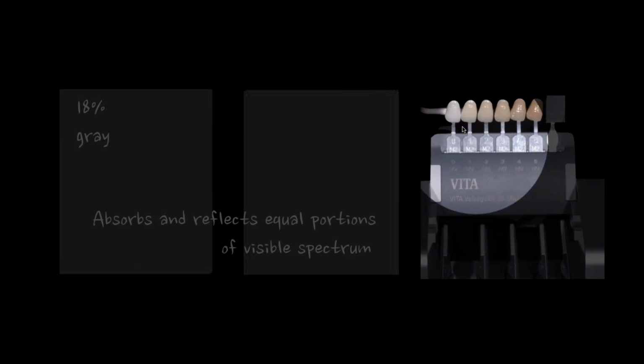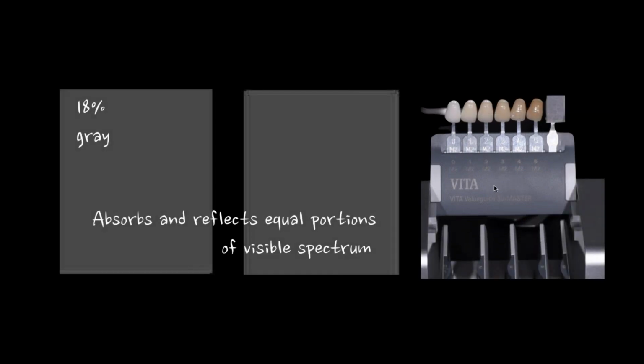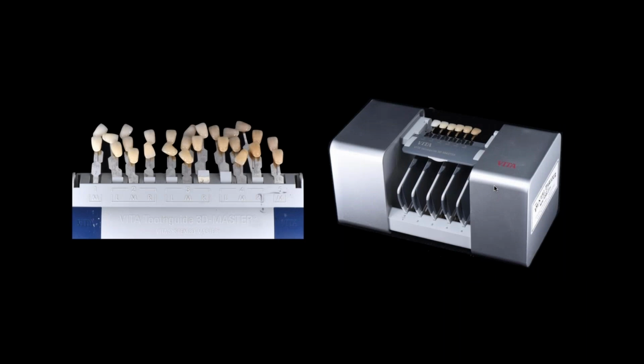So for that, the shade guide has what we call an 18% gray band on it. The purpose of that is you look at the shade guides next to the teeth, and then you drop your eyes down to the 18% gray to relax the retina. That was really the main purpose of having a gray base there for you to look at and to relax the eyes.